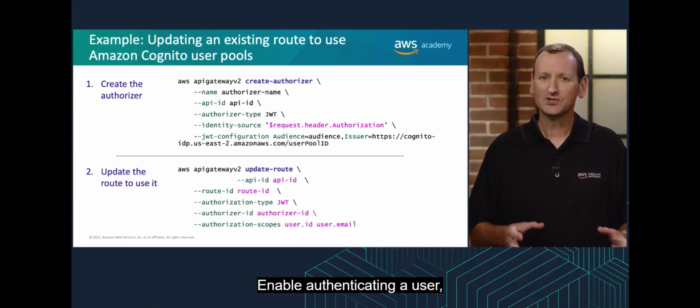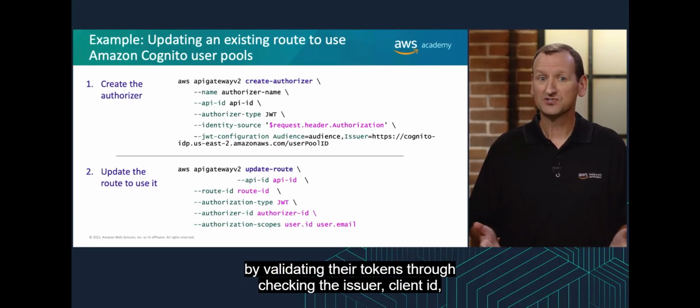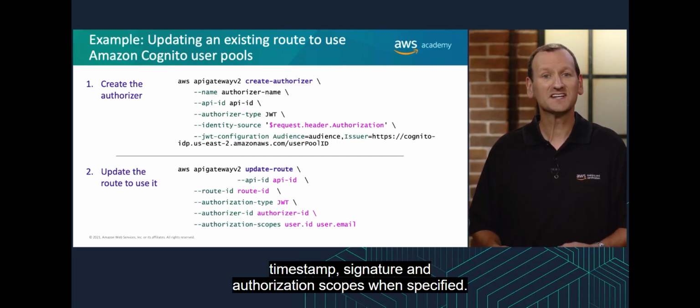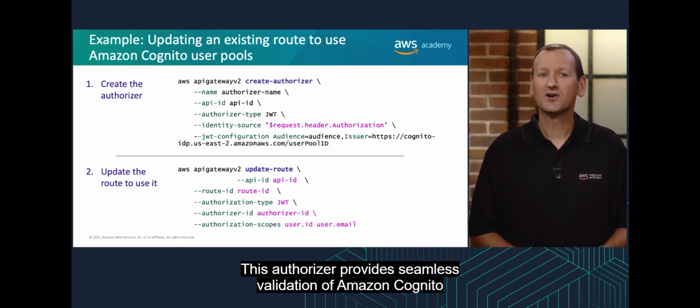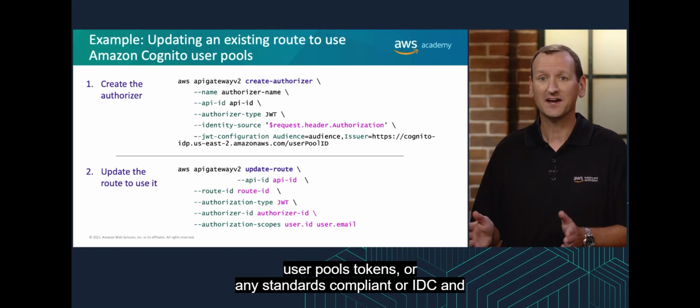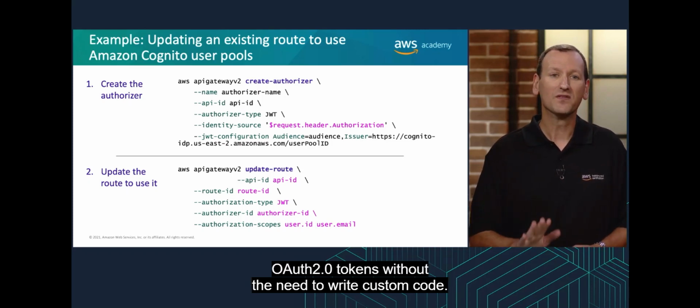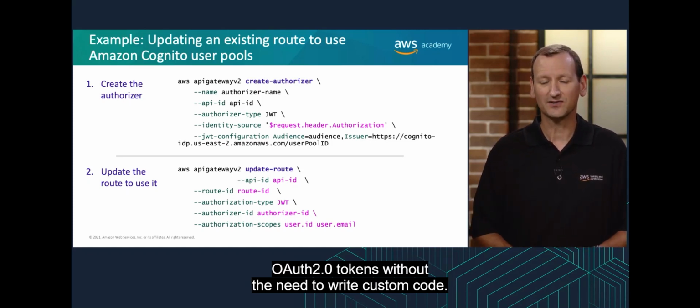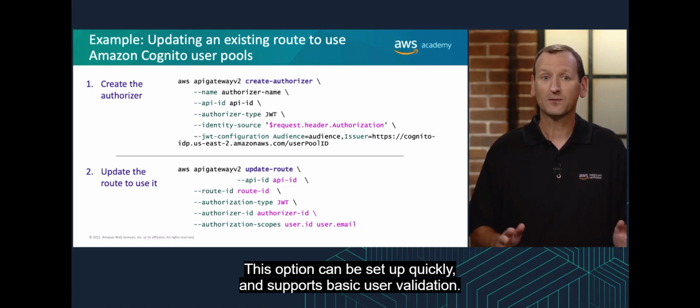This option enables authenticating a user by validating their tokens through checking the issuer, client ID, timestamp, signature, and authorization scopes when specified. This authorizer provides seamless validation of Amazon Cognito user pools tokens, or any standards-compliant OIDC and OAuth 2.0 tokens, without the need to write custom code. This option can be set up quickly and supports basic user validation.